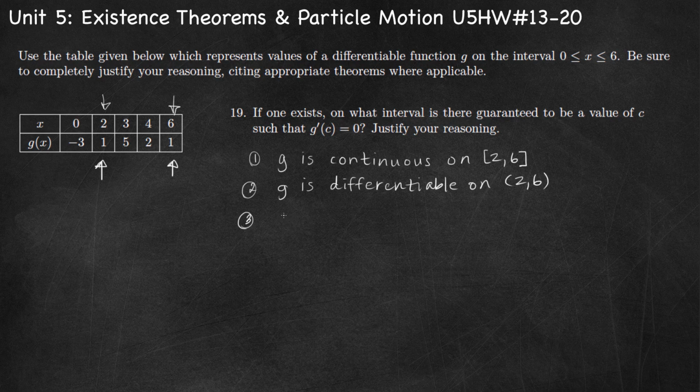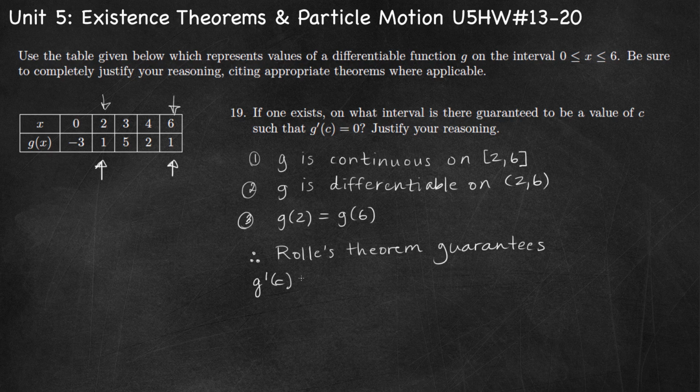And then number 3, we have g of 2 is equal to g of 6. Therefore, Rolle's theorem guarantees g prime of c will equal 0 for some c on the open interval from 2 to 6.